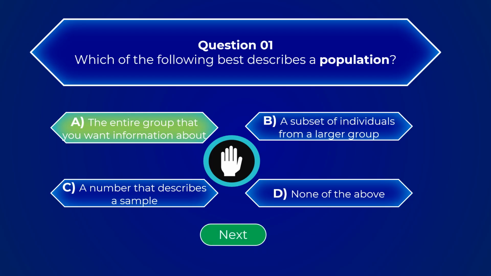So the population is the entire group that you want information about. The subset of individuals from a larger group is called the sample, and the number that describes the sample is called a statistic. So let's move to the second question.